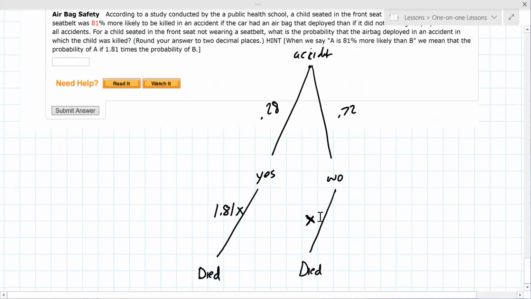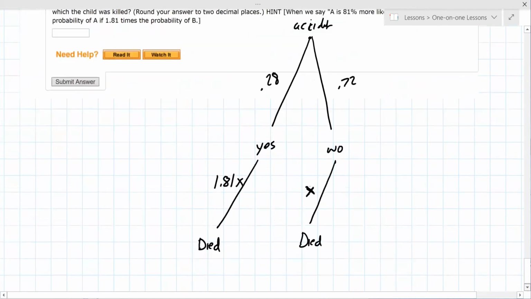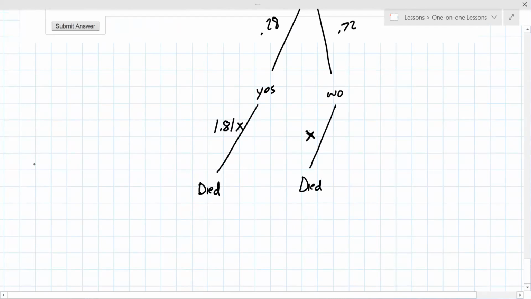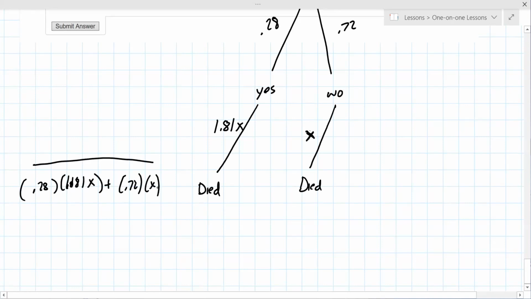Okay, so if they're not wearing a seatbelt, they have some probability of dying, X. If they are, it's 1.81 times as likely. So that's why it's there. So we now go down these paths here. We have 0.28 times 1.81x plus 0.72 times x, and the one we care about was probably that the airbag deployed. So it's this other path here, this 0.28 times 1.81x.